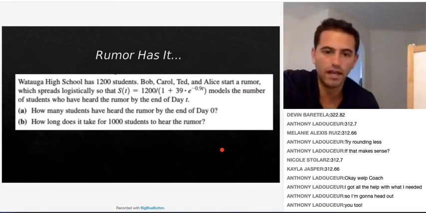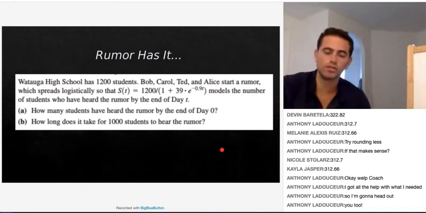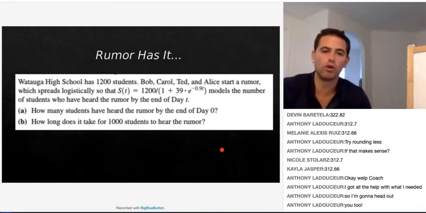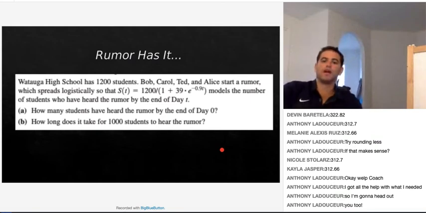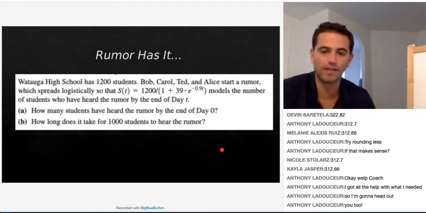It says Watauga High School has 1,200 students. Bob, Carol, Ted, and Alice start a rumor which spreads logistically so that S(t) = 1,200 / (1 + 39e^(-0.9t)) models the number of students who've heard the rumor by the end of day t. A, how many students have heard the rumor by the end of day 0? B, how long does it take for 1,000 students to hear the rumor?